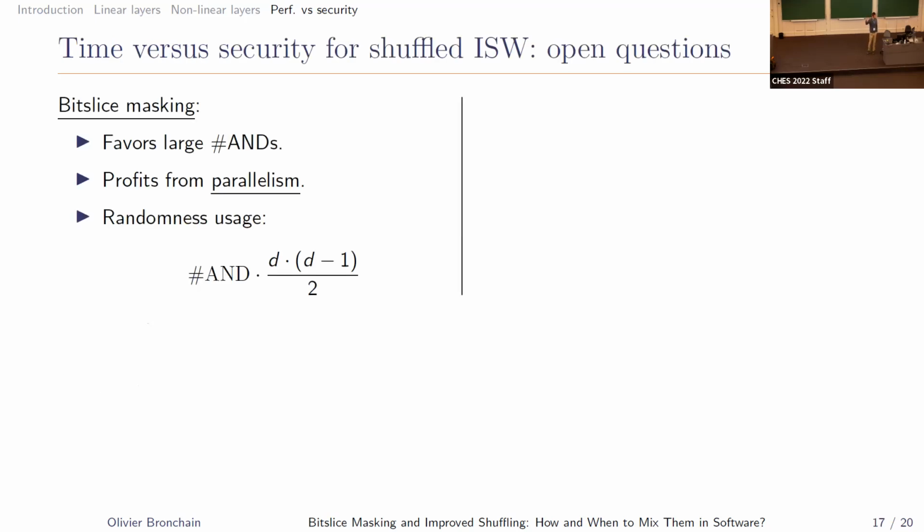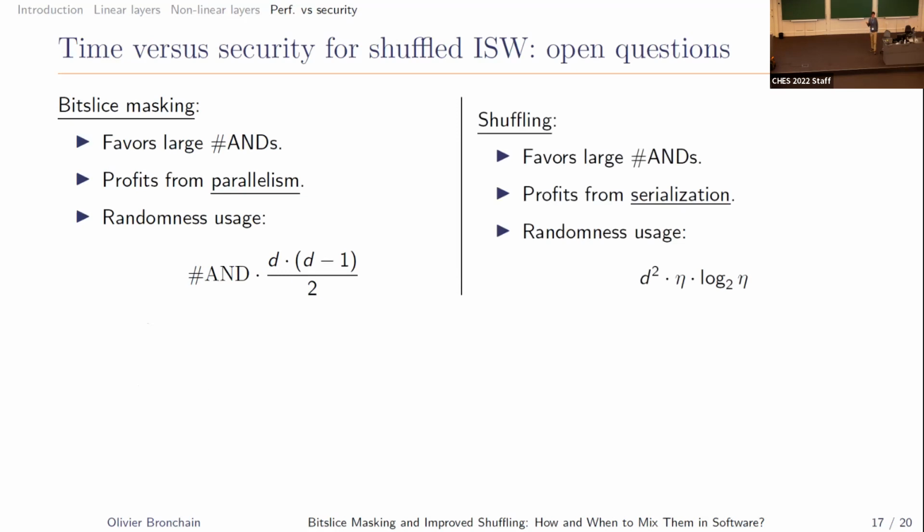One thing you can do if you want to protect a lot of AND gates is bit slicing, where you do these independent ANDs in parallel. Bit slicing usually enjoys a large number of ANDs, and it enjoys processing them in parallel, and you have to spend some randomness to protect that. On the counterpart, shuffling also favors a large number of independent ANDs, but it favors a huge serialization, such that you can draw a large permutation and the eta factors become larger. And again, you have to spend some randomness on that.